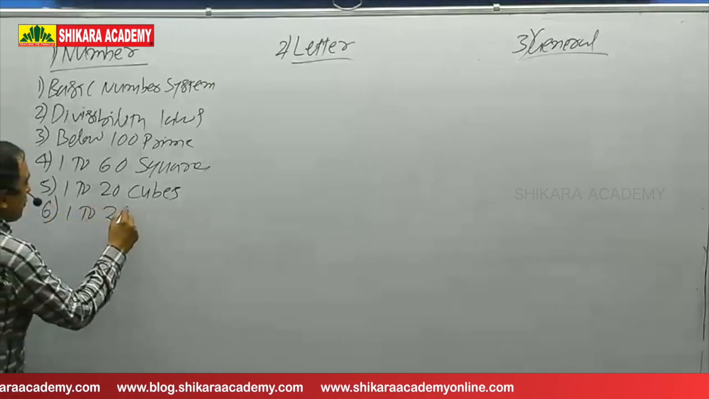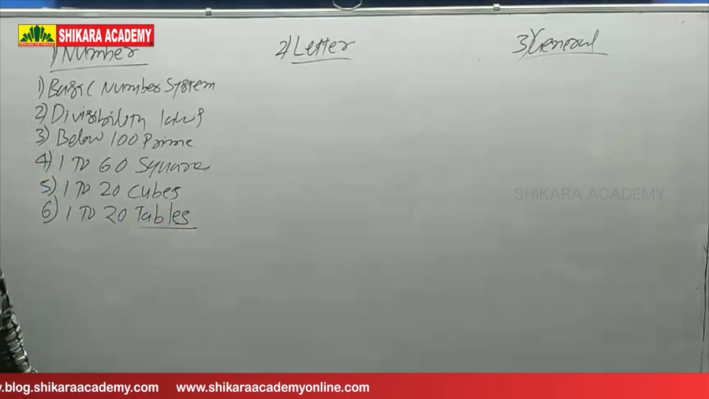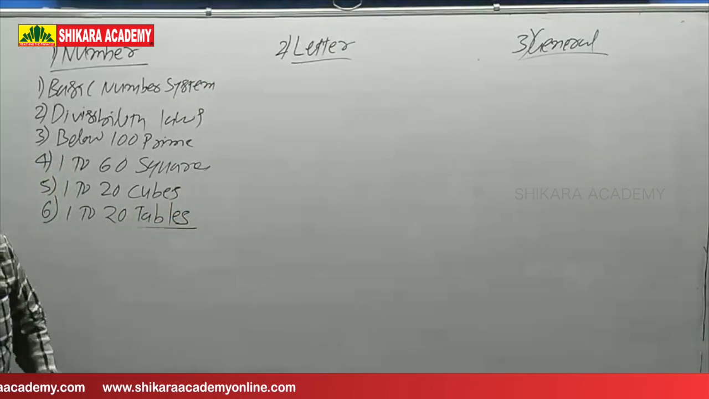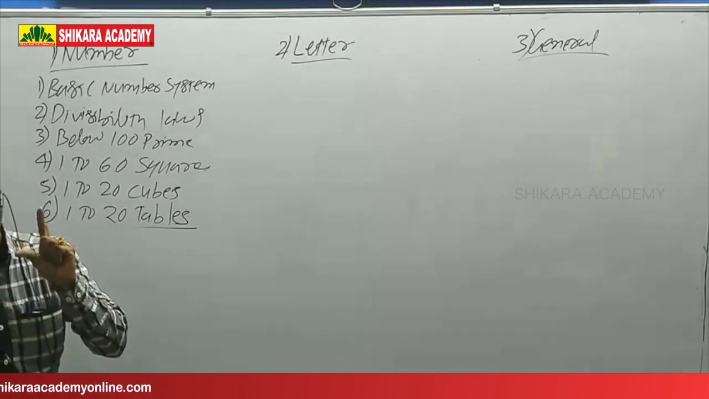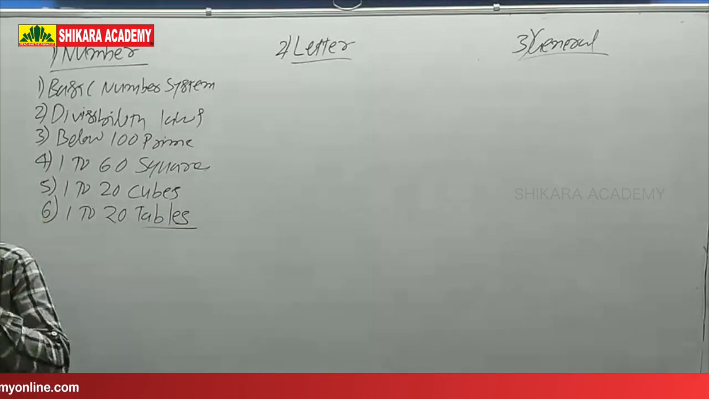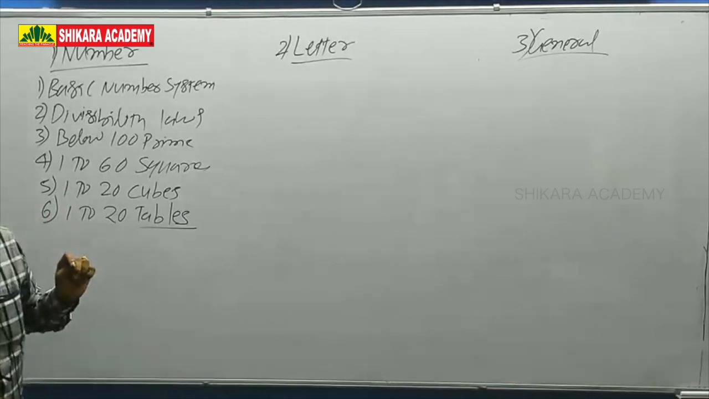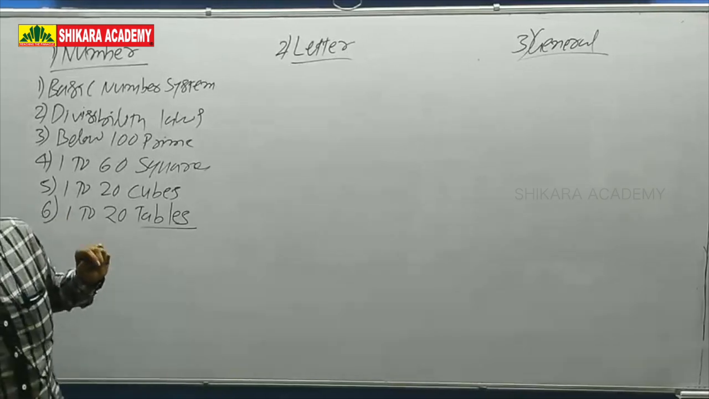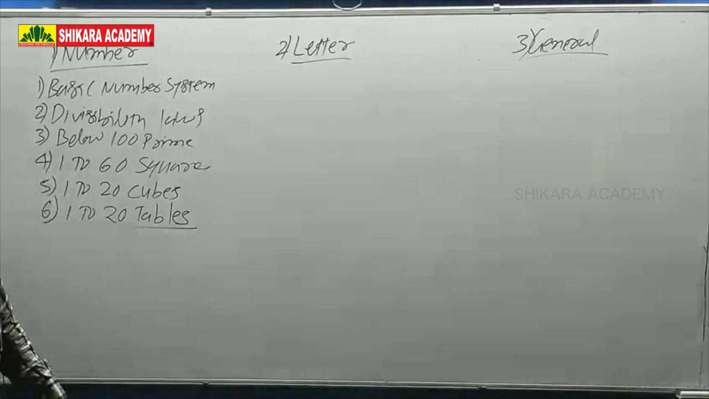1 to 20 tables. Tomorrow or the day after tomorrow, I will discuss one wonderful technique, that is 11 to 20 tables. Condition: if you know 1 to 10 tables, then only you can learn the square table from 11 to 20 with the new Vedic math technique.